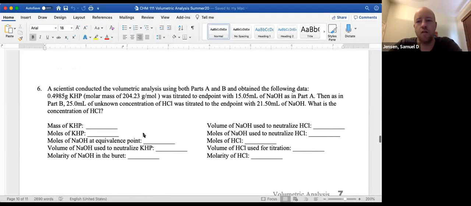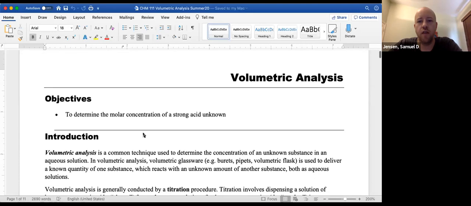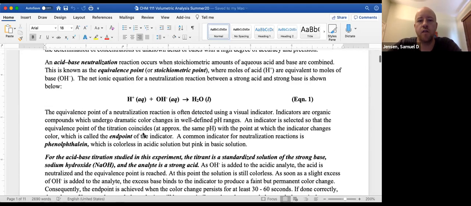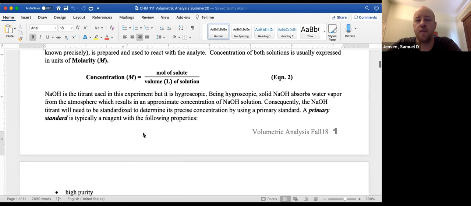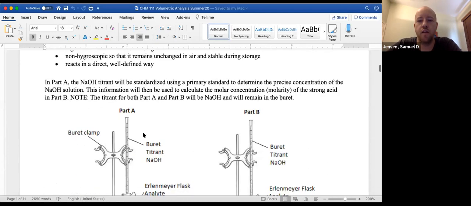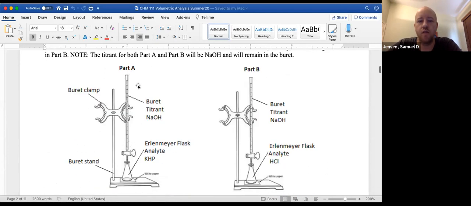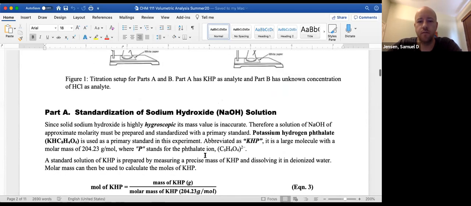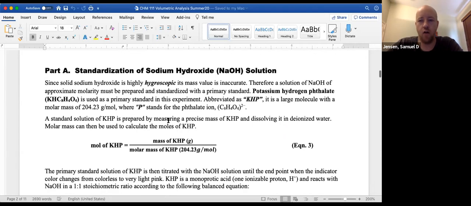From our handout on volumetric analysis, this outlines the steps that we would have gone through had we done this in the lab, which involves us using a burette and setting up various solutions and doing the titration. So there are two parts to this experiment. Part A deals with standardizing sodium hydroxide. A standardization is usually done because we don't know the exact concentration of the solution that we've made.